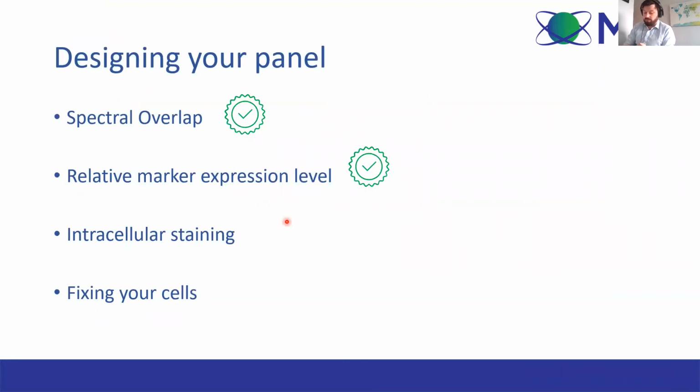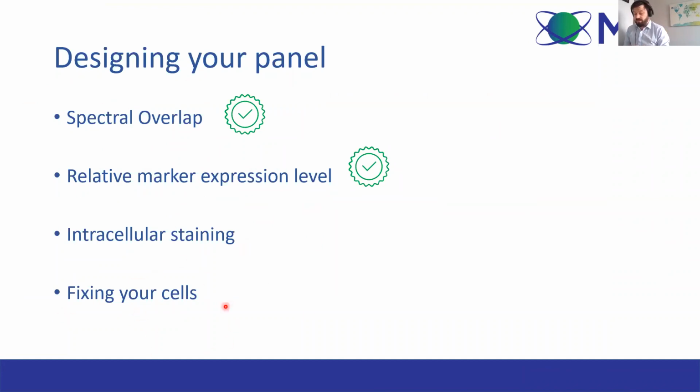So we'll pop back to our checklist for designing a panel. We've looked at spectral overlap, and we've highlighted the importance of that. In tandem, we've looked at the relative marker expression level, and we've gone through why that's important, or where you'd use that. But there are some other things that you want to take into account when designing a multicolor panel. For example, are you doing any intracellular staining? And if you are, you're definitely fixing your cells. So these things go hand in hand.